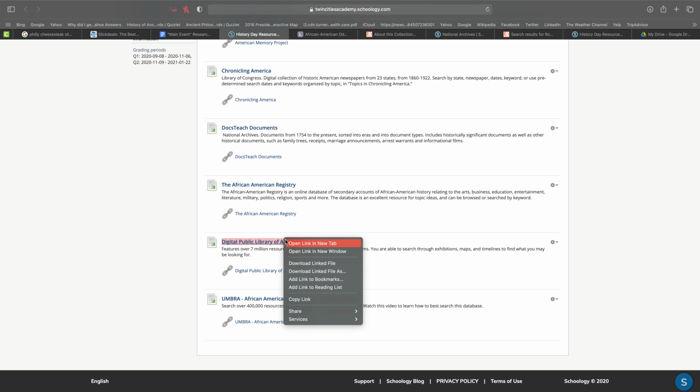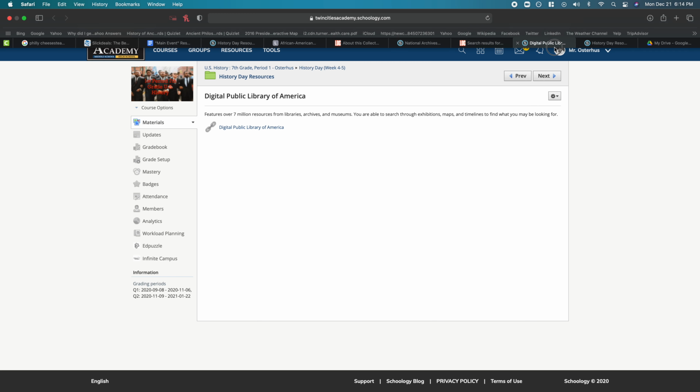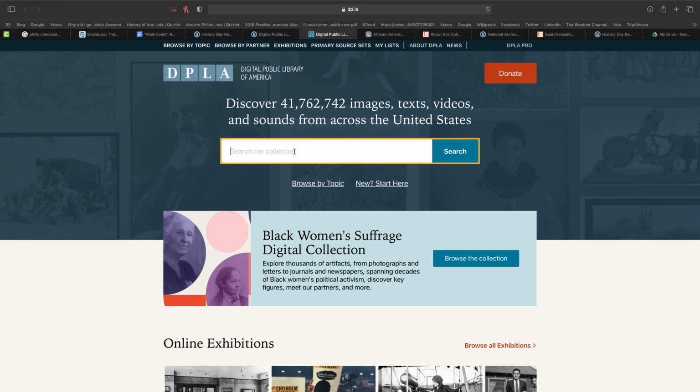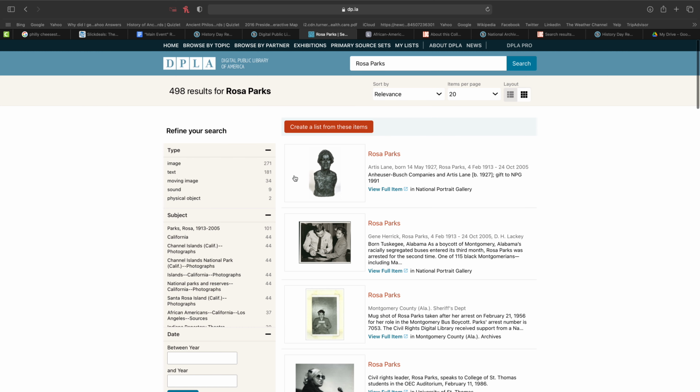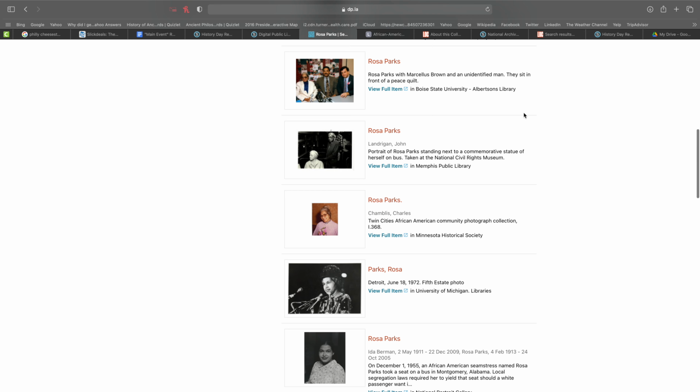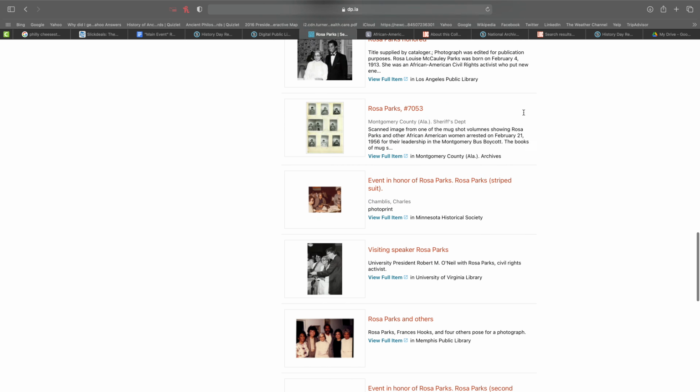And then finally, the last source I'd recommend using is the Digital Public Library. So it says it has like 7 million resources from libraries, archives, and museums, able to search through exhibitions, maps, and timelines. All right, so again, Rosa Parks. So you might get some of the same stuff as the other place, but it still is not bad stuff. It's good too. So yeah, a lot of pictures here.